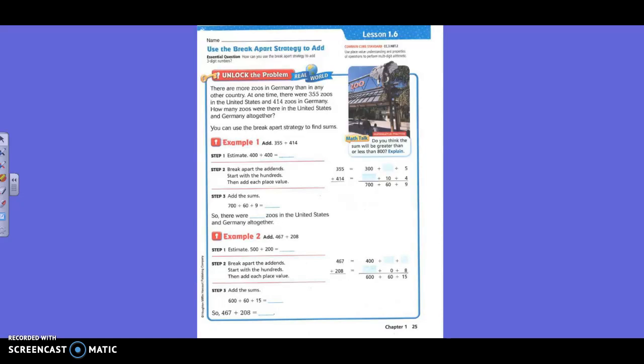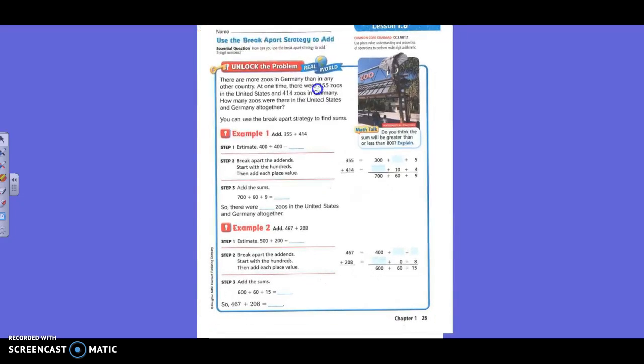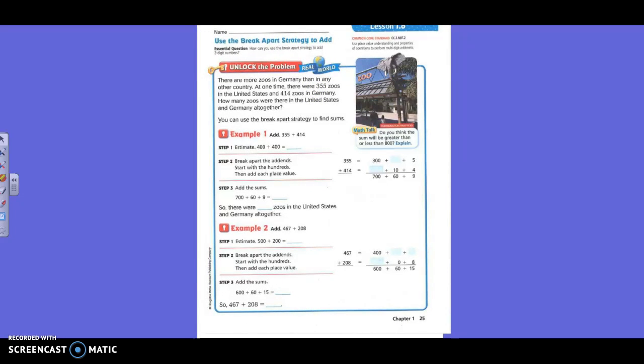We already knew we were going to add because you can kind of see the adding sign in all the numbers. The example we're going to do is we have 355, which is our first number, right? That's an important number. What's the other important number in there? 414 is the other one. So we are adding 355 plus 414.